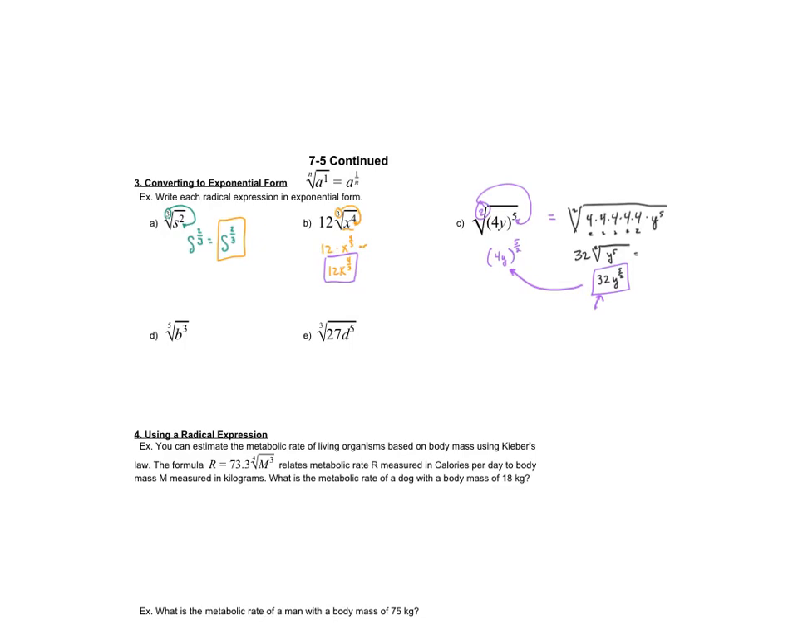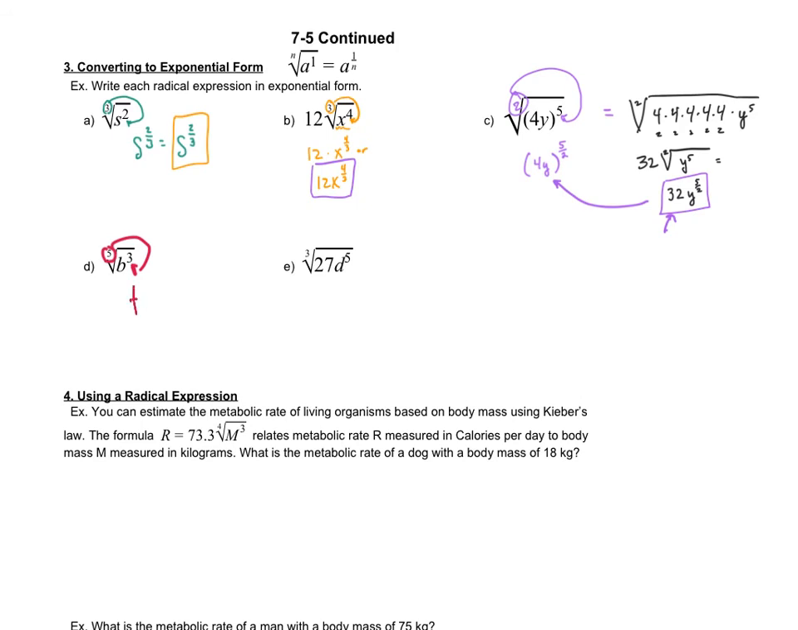So again, making our index our denominator, we would have b to the 3/5 power. Now, here's another one of those where I'm looking for the cube root of 27 and d to the 5th. Well, I know that there's a perfect cube root to 27. That is 3 times 3 times 3. So the cube root of 27 is actually going to be 3. And then we would have d to the 5/3.